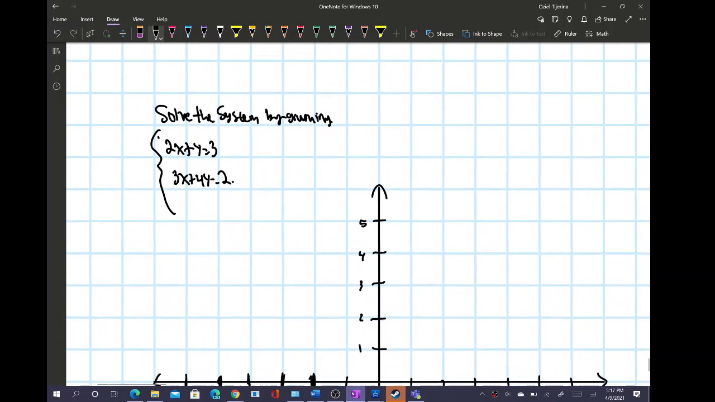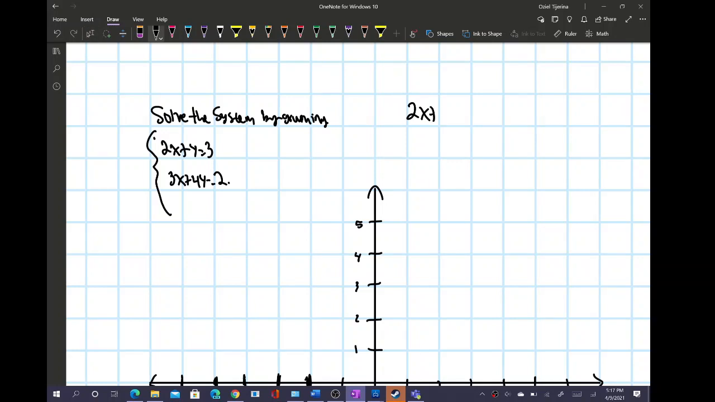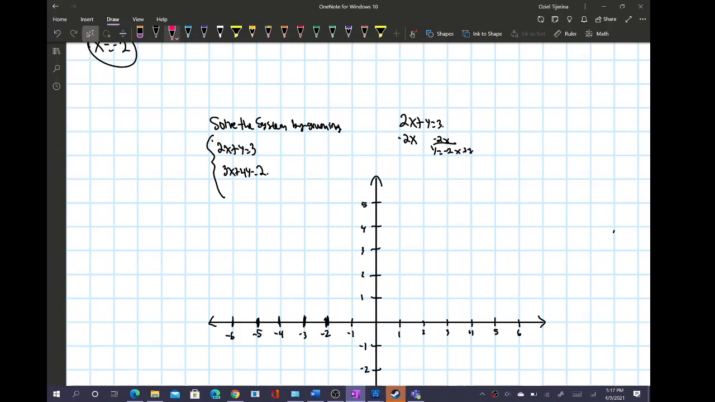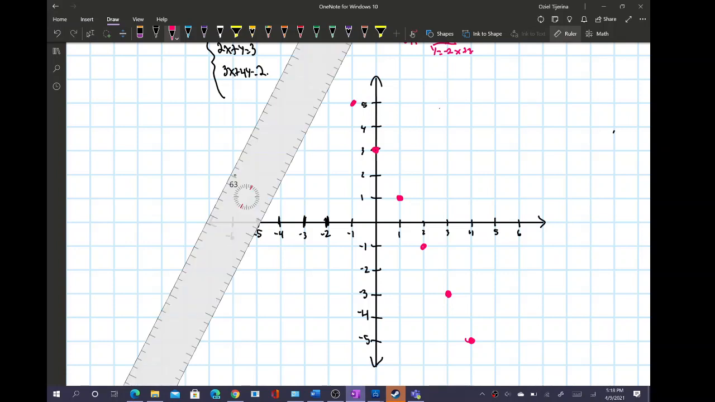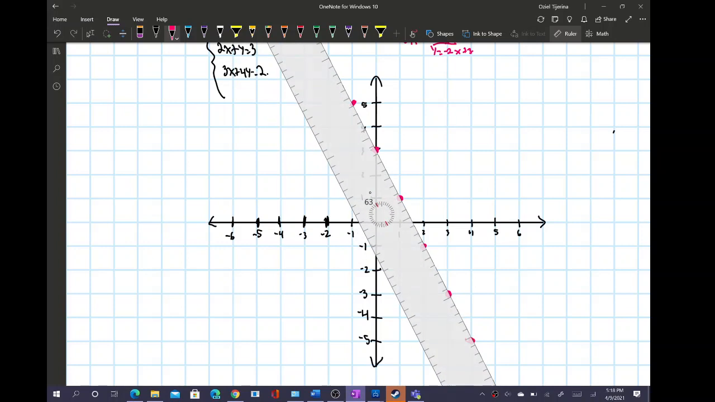We have 2x plus y equals 3, so that means that y equals negative 2x plus 3, right? And we can color code this. We can make this pink. So our y-intercept is 0, 3. We're going to go down 2 and right 1. So 1, 2, 1. And then we graph it. We go ahead and trace the line, right?